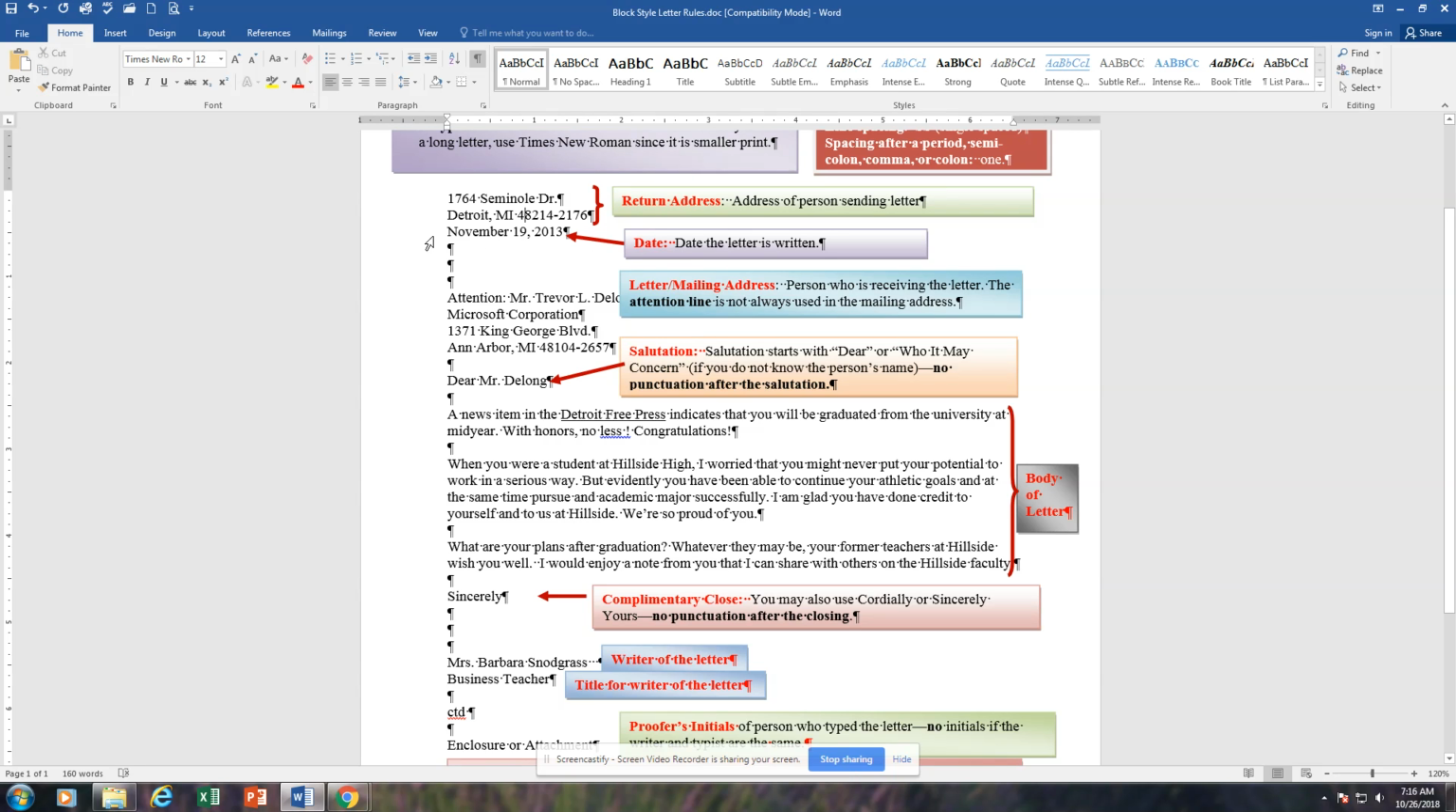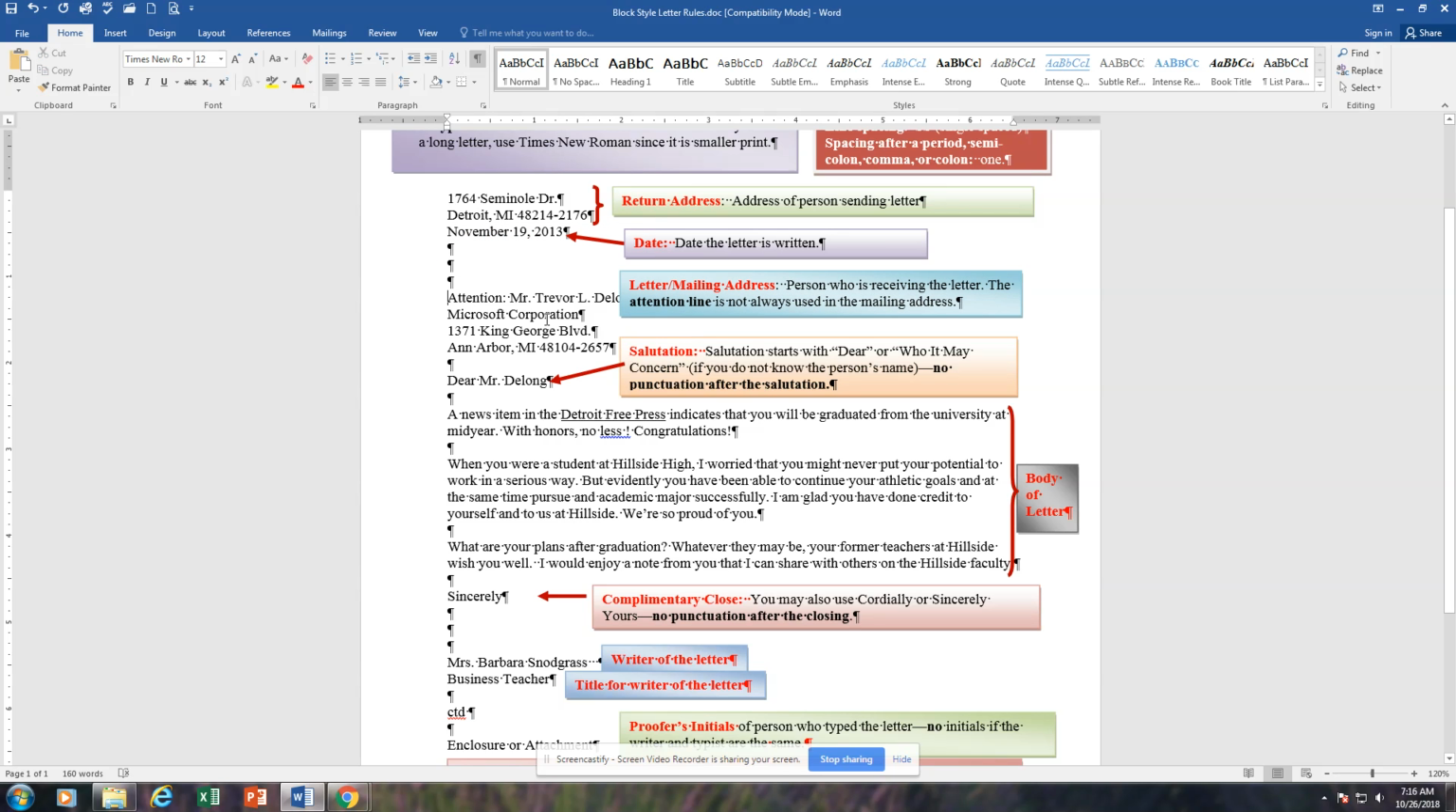After the return address comes the next section, which is the date. Notice that the date is typed out. You don't put in 11/19. It is completely typed out. After the date, you're going to return 4 times. Notice there are 3 blank line spacings.